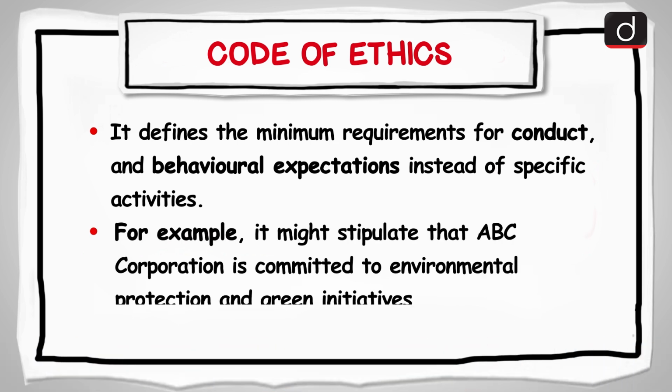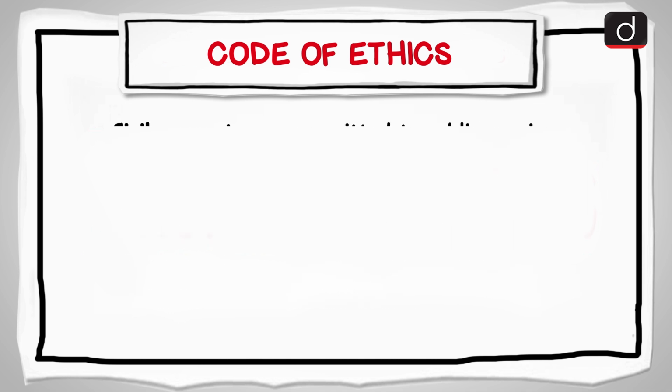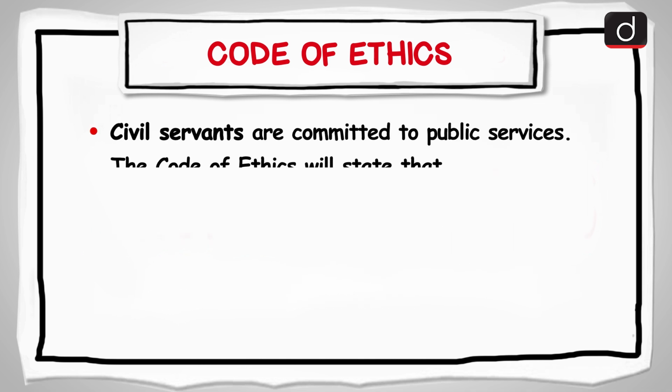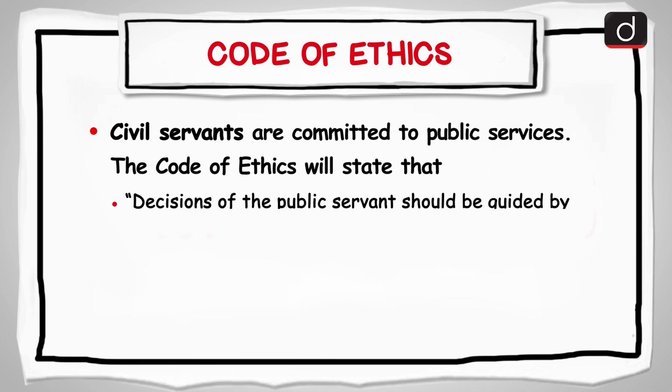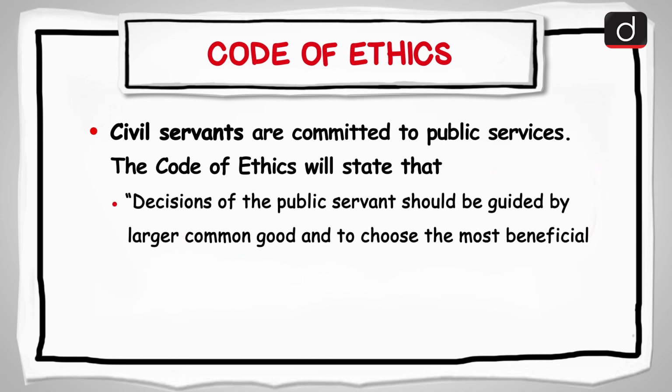The codes can be disclosed publicly, hence addressed to the interested parties to know the way the company does business. For example, it might stipulate that ABC Corporation is committed to environmental protection and green initiatives. Civil servants are committed to public services. The Code of Ethics will state that decisions of the public servant should be guided by larger common good and to choose the most beneficial solution for the community.